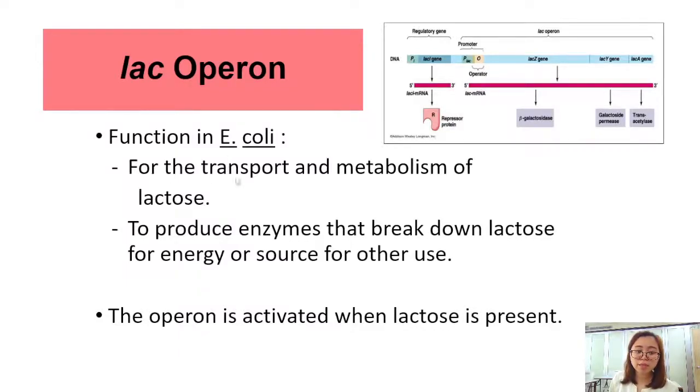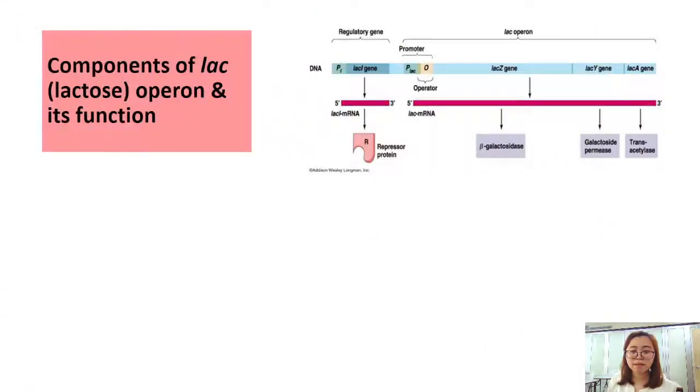Jadi fungsi utama dia adalah untuk transport and metabolism of lactose by producing enzymes that break down lactose for energy or source for other use. This operon will be activated or switched on when lactose is present. Okay, bila lactose ada, dia akan on.